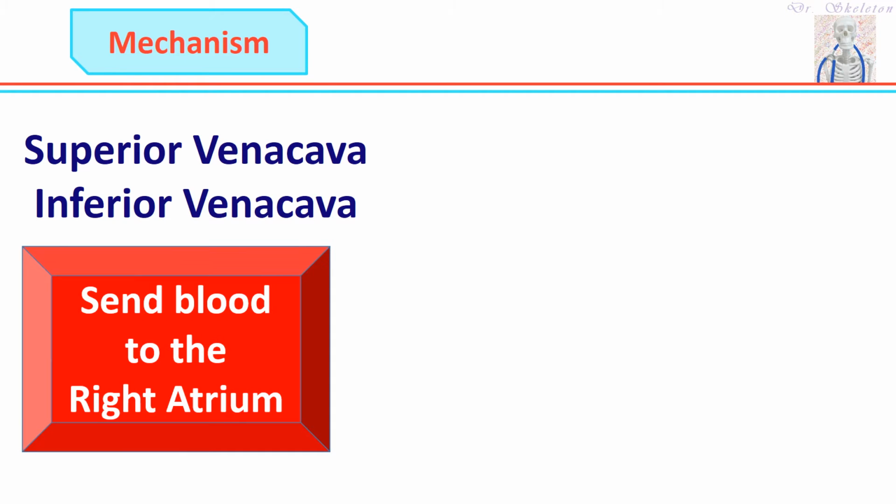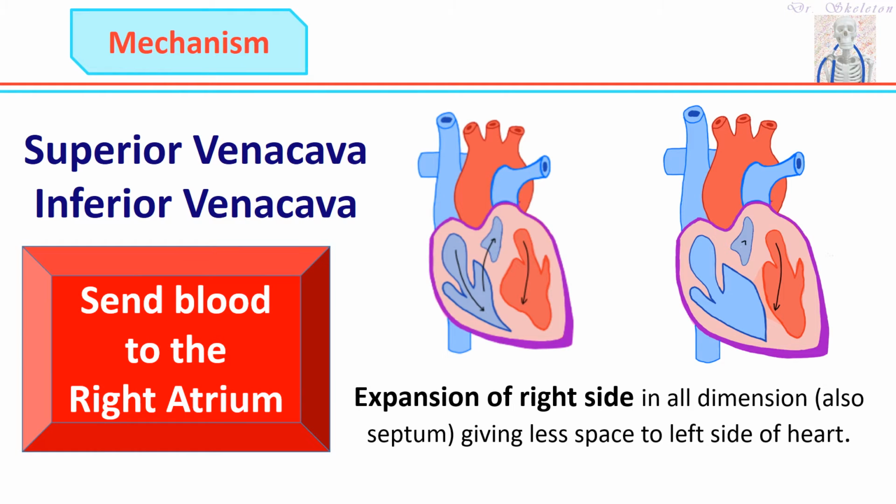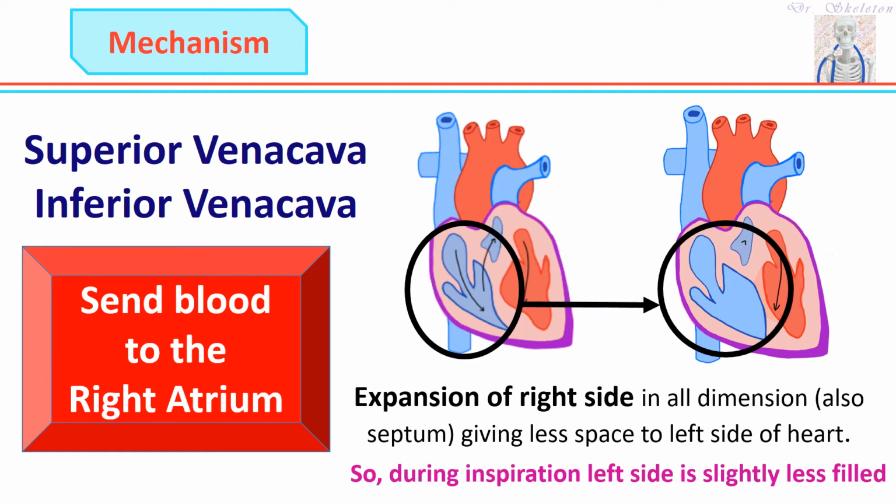From the right atrium, through the tricuspid valve, it goes into the right ventricle, and the right ventricle is slightly overfilled, and it tends to expand in all dimensions, also in the septum, giving less space to the left heart side. That is why during inspiration, the left side is slightly less filled.